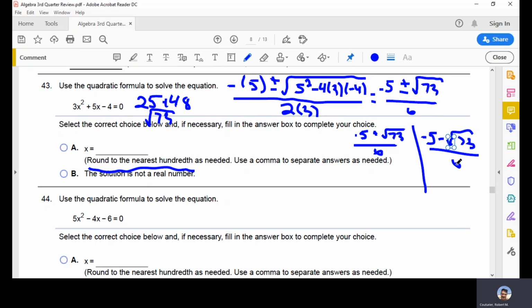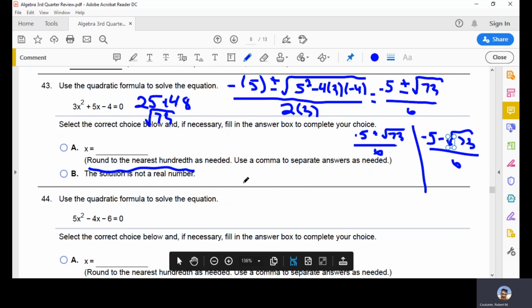So very carefully, since I can't share what the calculator looks like as I type it, I'm going to talk you through it like we did in class. You hit -5 plus 73 shift square root and hit the equal button. You have to total that numerator first. Then you go divided by 6 equals, and we get this big number here.